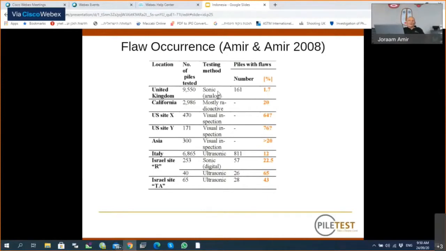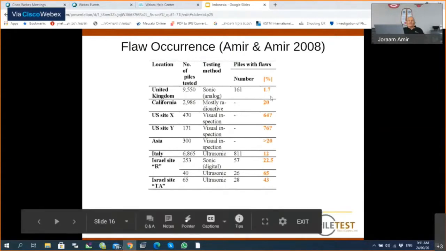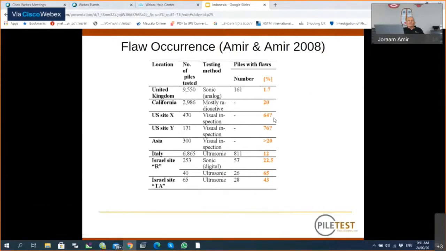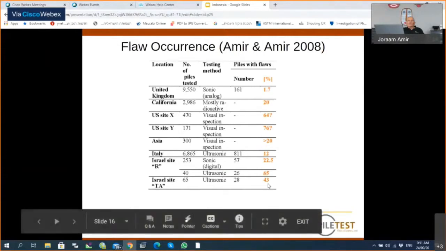And the second reason for this low percentage is that in this case, the testing was done by the contractor who tested his own piles. And of course, it's very difficult to be very neutral and very objective under these conditions. No contractor likes to admit that he's producing faulty piles. But when we go to different places in the world, California, somewhere in Asia, Italy, Israel, we see that the percentage of piles with flaws can be much, much higher. And it can be alarming.